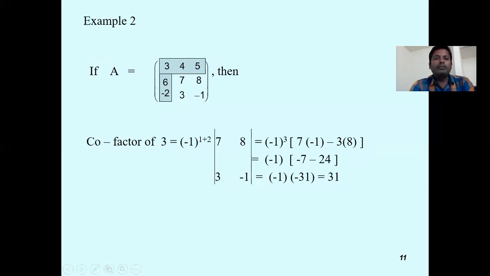Next, example number 2. If A is equal to [[3, 4, 5], [6, 7, 8], [minus 2, 3, 1]], then find the cofactor of 3. Where is 3? 3 is available in the first row and also in the third row, so we see here only this one. Cofactor of 3 is (minus 1) to the power of i plus j, first row and first column, so minus 1 to the power of 1 plus 1. Here some mistake is there.